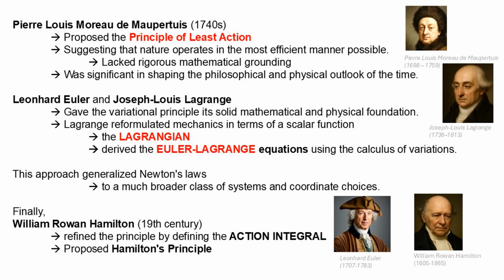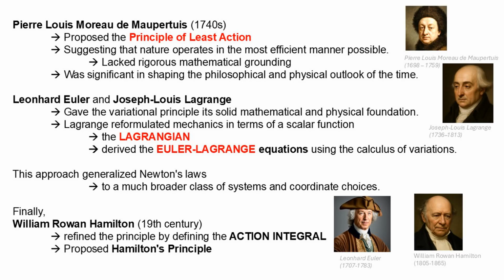The evolution of the variational principle in classical mechanics reflects a profound journey from philosophical intuition to rigorous mathematical formalism. In the 1740s, Pierre-Louis de Maupertuis, though his formulation lacked mathematical precision, was groundbreaking in shaping the Enlightenment-era view of the universe as governed by harmony and economy.